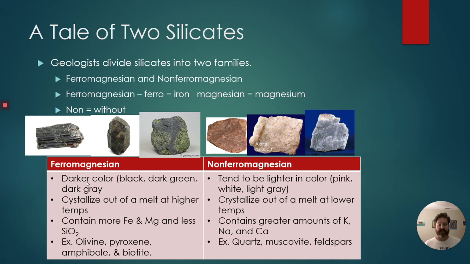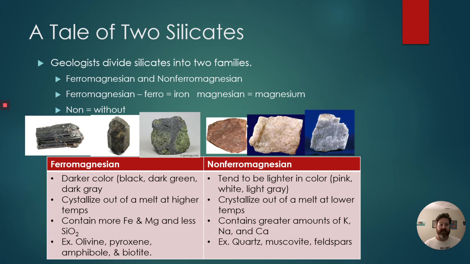For the ferromagnesian ones, they're darker color: dark black, dark green, gray. They crystallize out of melts at higher temperature. We'll get into more of that next week with Bowen's reaction series and igneous activity. They contain more iron and magnesium and less silicon.